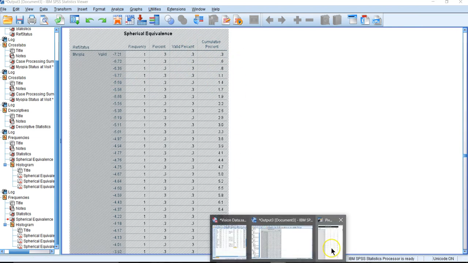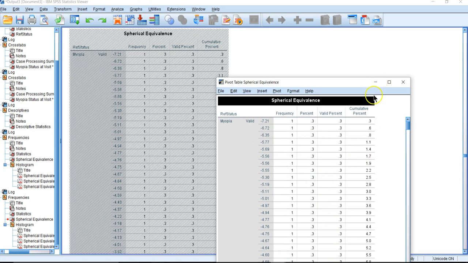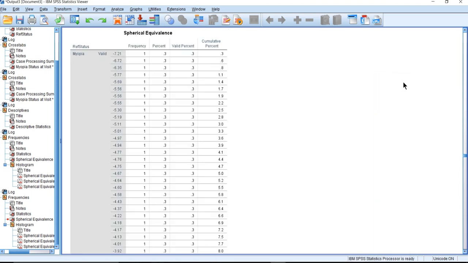You can go into this little pivot table, which also looks at stuff. You can manipulate it a little bit more there, but we're not going to do that. So notice 0.3, 0.3 plus 0.3 is 0.6.